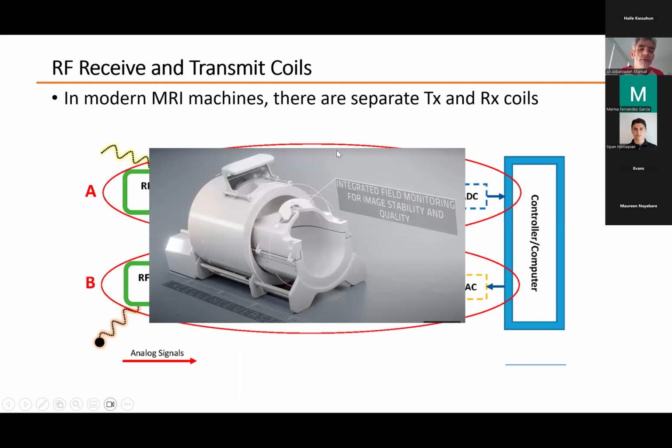In modern MRI machines, usually the receive and transmit coils are separate. Here is an example of an RF coil for brain imaging. The outer cylinder contains the transmit coil, and this helmet contains the receive coils, and it can slide into the transmit cylinder.